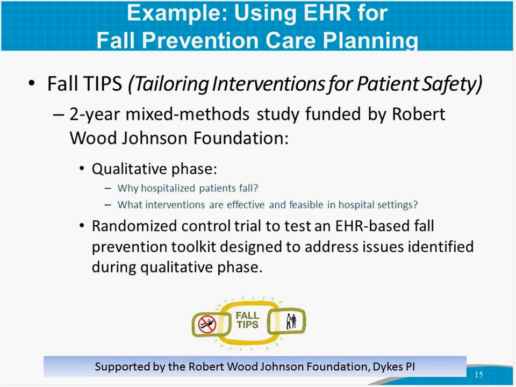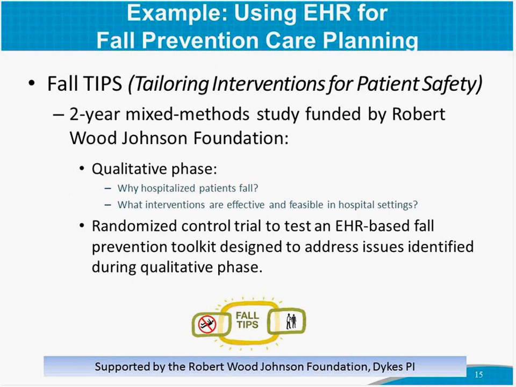Over a few minutes, I'm going to review a couple of projects that our team has done or is currently doing to improve the likelihood that all patients receive an evidence-based plan of care. The first project, some of you might have heard about it, I've talked about it in other venues, was the Fall TIPS project. That's Tailoring Interventions for Patient Safety, and this was a 2-year mixed method study funded by the Robert Wood Johnson Foundation. We first conducted qualitative work because up to this point, there wasn't an evidence-based intervention plan that had shown a statistically significant reduction in falls in acute care hospitals.